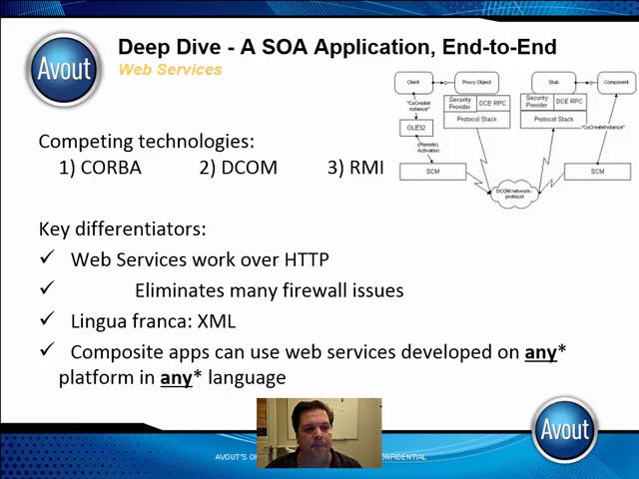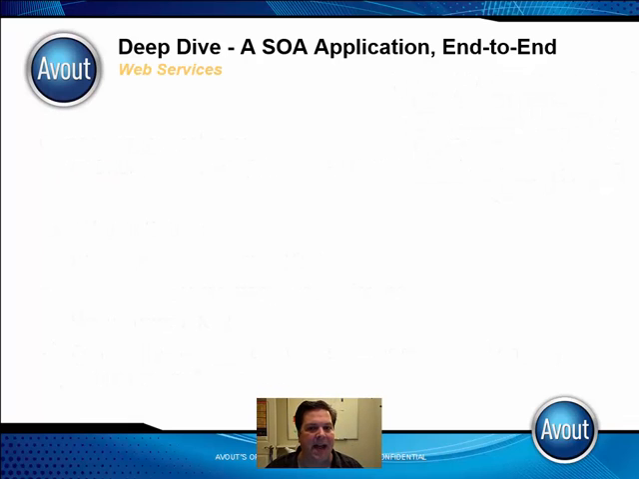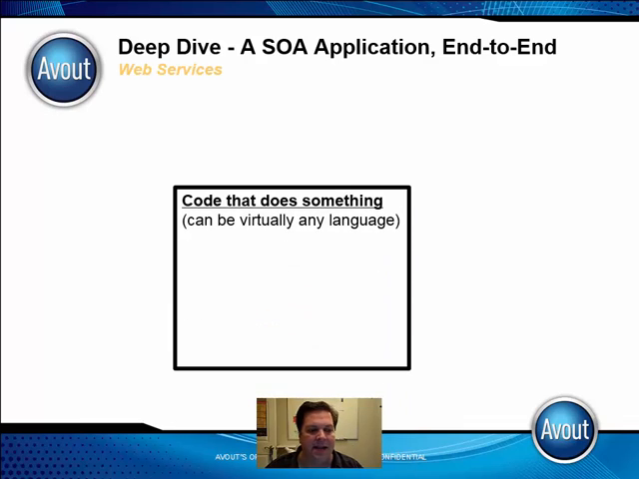So again, you can think of a web service as kind of a little piece of code that does something, and again, this can be in virtually any language, and a web service wrapper that goes around that little piece of code that describes it, that allows people to get access to that information inside that little piece of code. That's really what we're talking about when we're talking about web services.